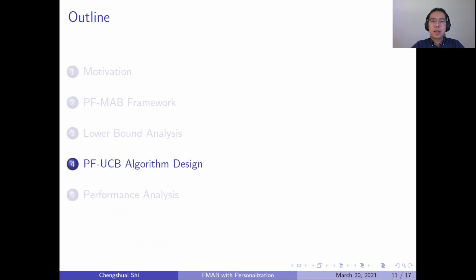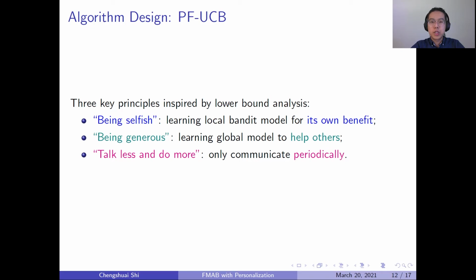Inspired by the lower bound analysis, we designed the PFUCP algorithm. We summarize 3 key principles here. First, clients have to be selfish now, since local performance is also taken into consideration. Second, they also need to be generous by learning the global model to help others. Last but not least, to avoid a high communication cost, clients should talk less and do more. Specifically, they should only communicate periodically when sufficient local information is collected. This is similar to the periodic communication in federated learning studies.